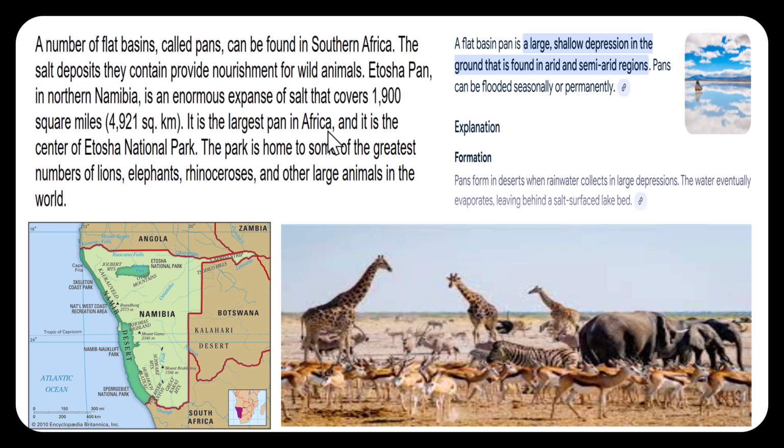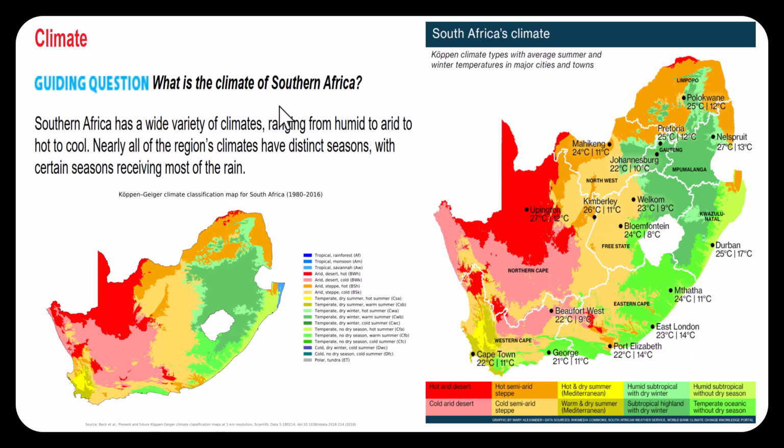And that answers question 30. Why did so many wild animals flock to the Etosha Pan? They're getting that nourishment, those nutrients, from the salt deposits that are there.